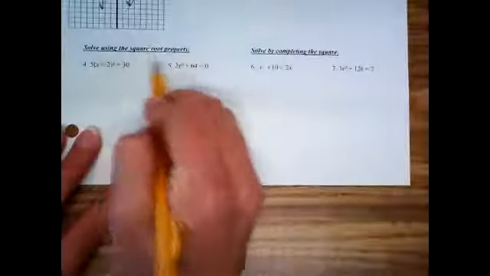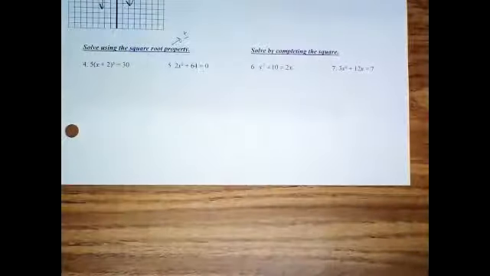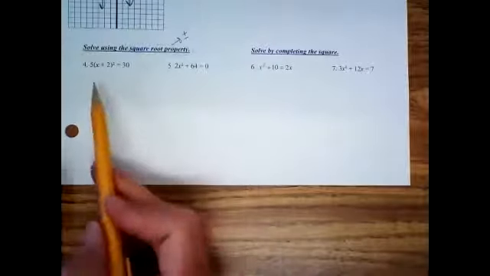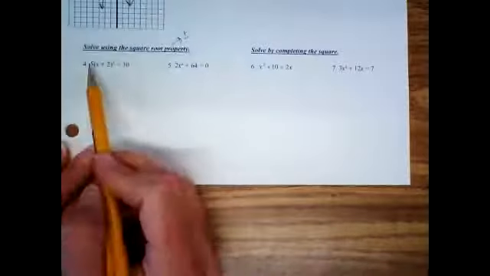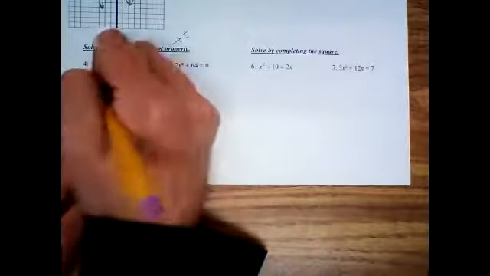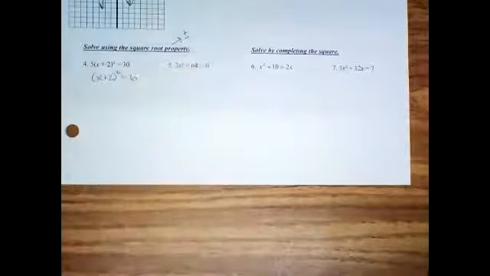4 and 5, this says solve using the square root property. That just means you need to put a plus and a minus when you do a square root. All right, so we're just going to try to get x by itself. It just means solve the equation. So how would we move over the 5? Yeah, divide by 5. So 30 divided by 5 gives you 6.